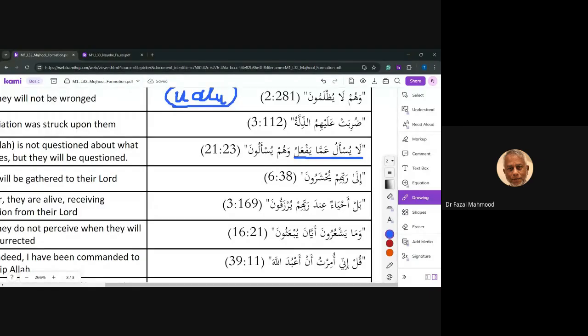Fi'l majhul you have, and now the naib fa'il must be within the sentence, not in another sentence. Wahum yus'aluna is a different new sentence. So our naib fa'il for la yus'alu will not be in another sentence. That's why I'm telling you. Within yaf'alu there's no naib fa'il here, so in that case, yus'alu's hidden pronoun would be the naib fa'il.